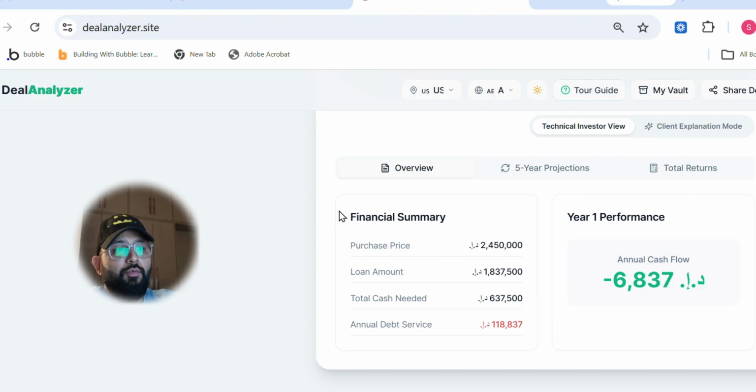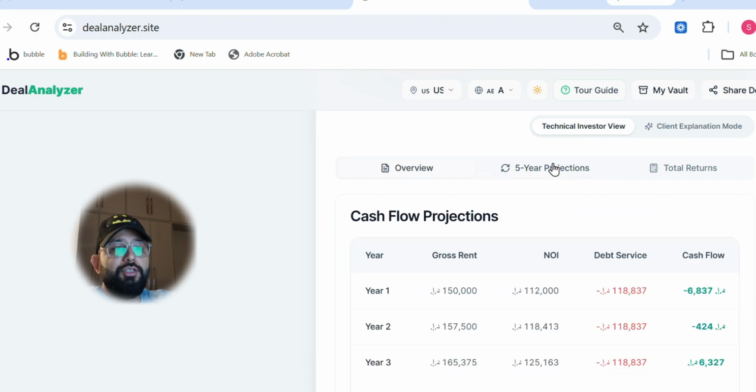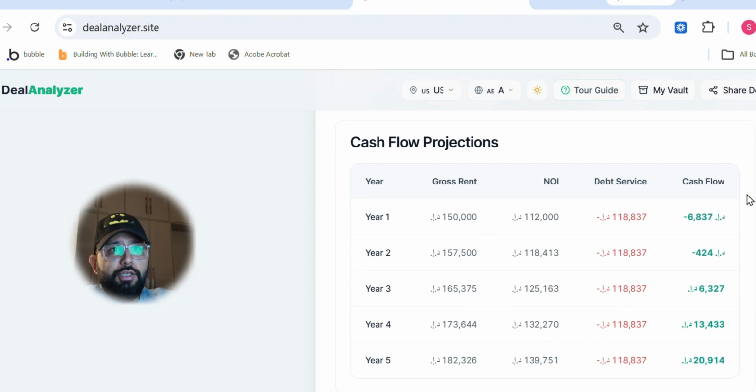So what is it saying? It says high risk lender, or DSR is below 1.25. What do we mean by DSR? DSR is your debt service coverage ratio. You may struggle to secure commercial financing on this deal. Let's see why. Here we are on the technical investor view. If you are technically sound and understand financial modeling, this section is for you. The purchase price is around 2.4 million dirhams, the loan amount is around 1.8 million dirhams, and total cash needed is 637.